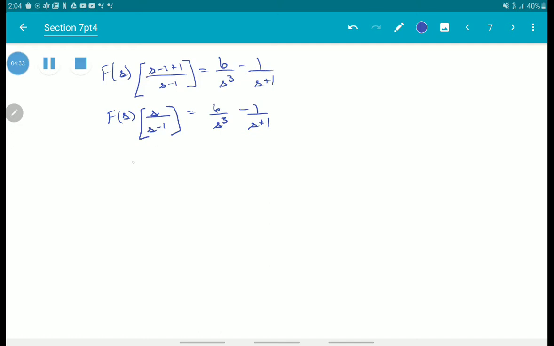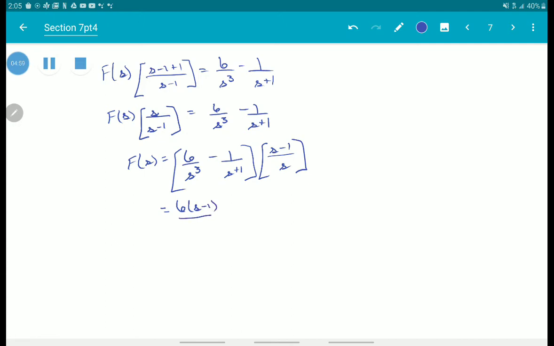So let's multiply by the reciprocal to get F of s by itself. So that's going to be multiplied by s minus 1 over s. So now we're going to have 6 times s minus 1 over s to the 4th minus s minus 1 over s times s minus s plus 1.